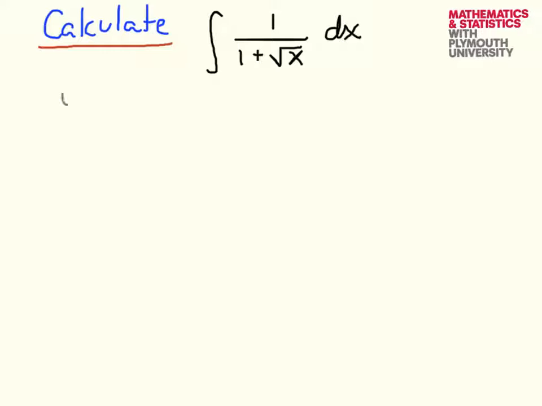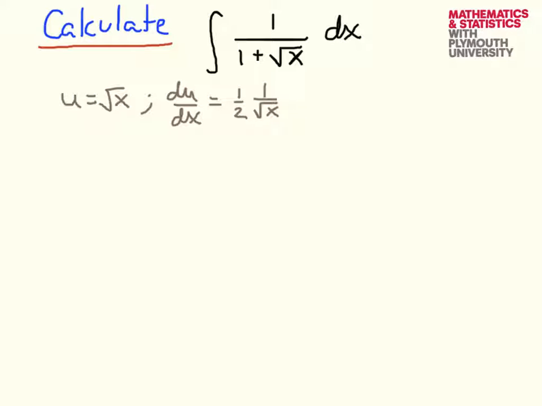Let's say that u is the square root of x. In other words, u is x to the half, and that means that du dx is the derivative of x to the half. You pull a half down in front, reduce the power by 1, so you have x to the minus a half, and that is 1 over the square root of x.